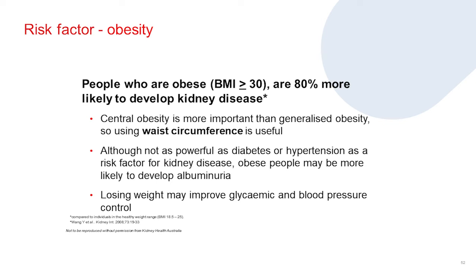The second risk factor that she has is obesity. People who are obese with a body mass index over 30 are 80% more likely to develop kidney disease, and central obesity is more common than generalized obesity. So using waist circumference is useful, although not as powerful as diabetes or hypertension as a risk factor. Obese people are more likely to develop albuminuria, and losing weight may improve glycemic and blood pressure control.